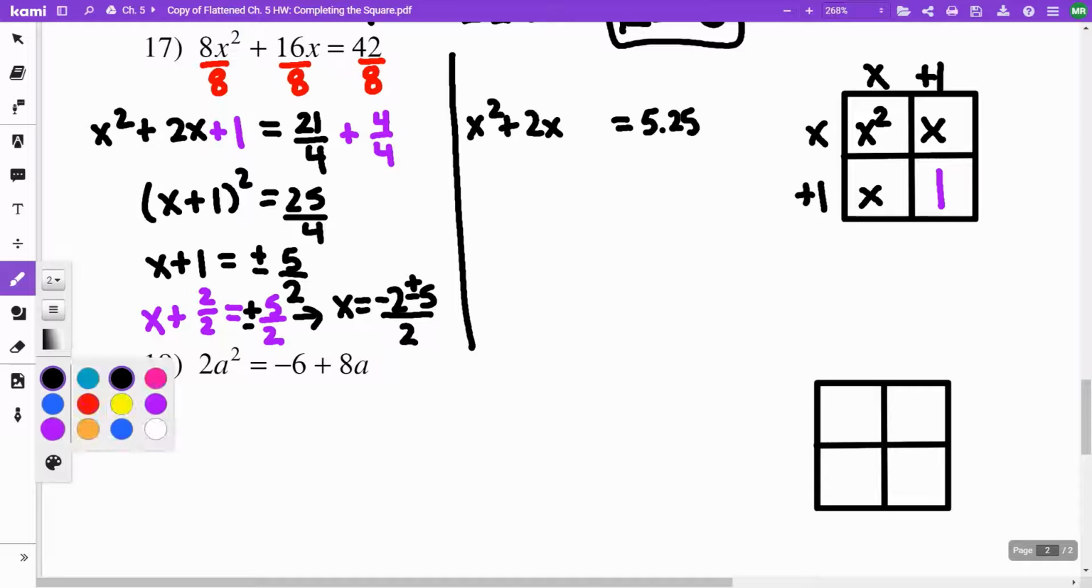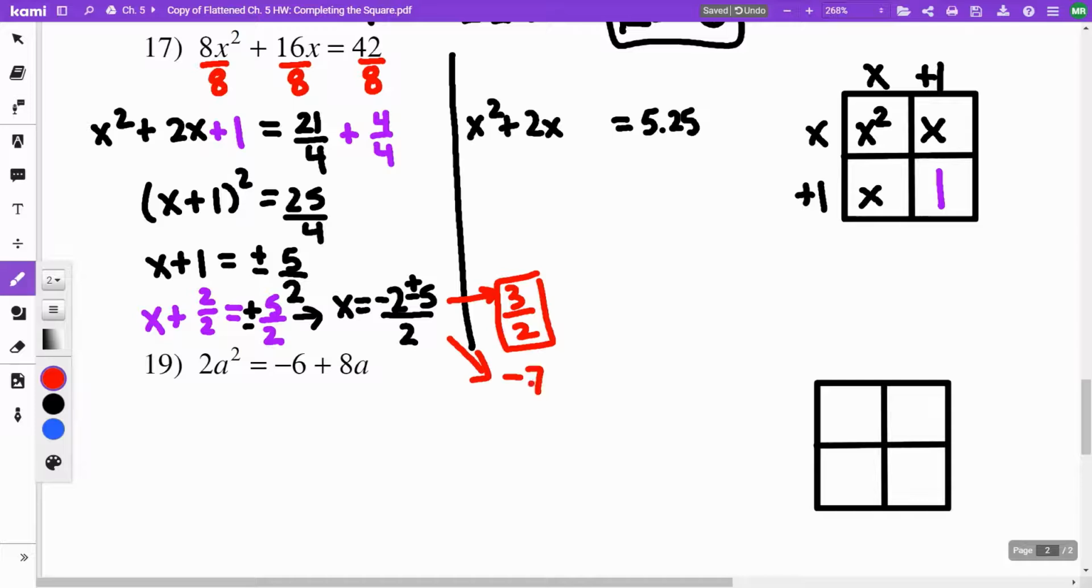And when I do that math, a negative 2 plus 2 is a 3. So that will be a 3 over 2 is going to be one answer. And a negative 2 minus 5 is a negative 7. So one answer is going to be a negative 7 over 2. So you could do it like that.